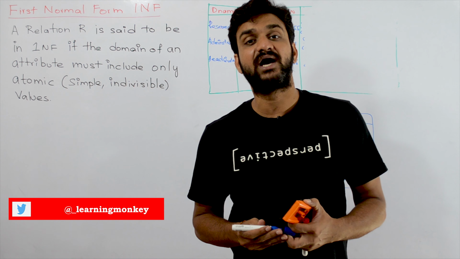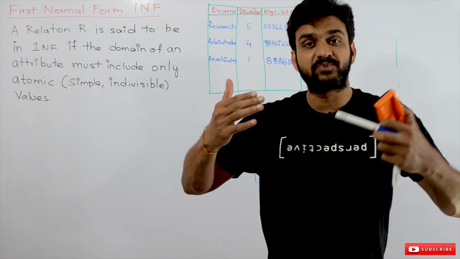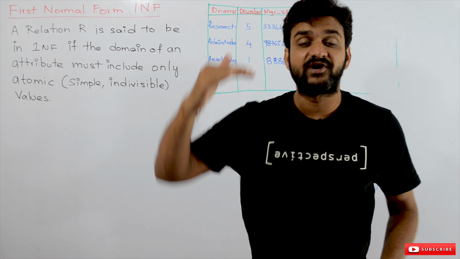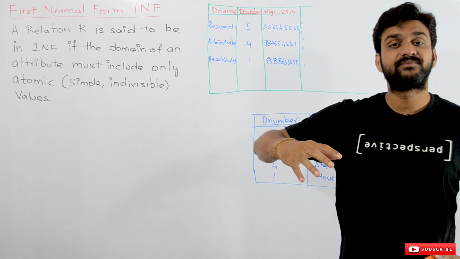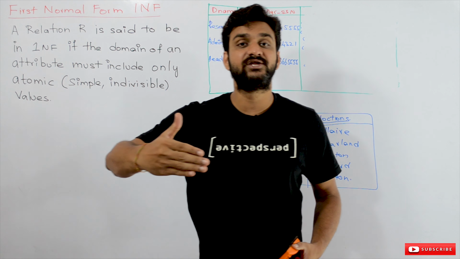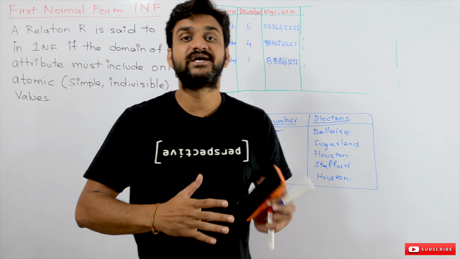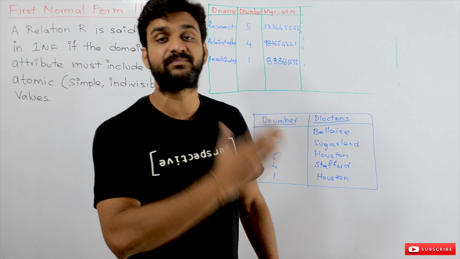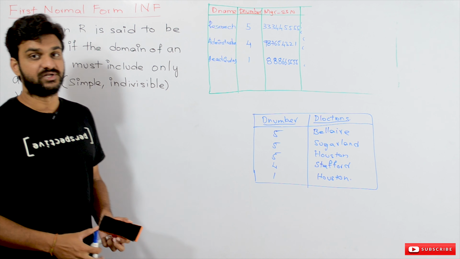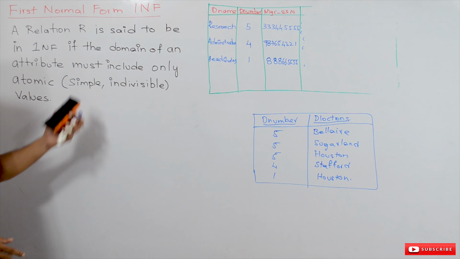Whenever a table undergoes the normalization process in the first normal form, all the multi-valued attributes will get separated. The attributes with multi-valued values will get decomposed into a separate table along with the primary key of the table. So hope you got the clarity on this concept.